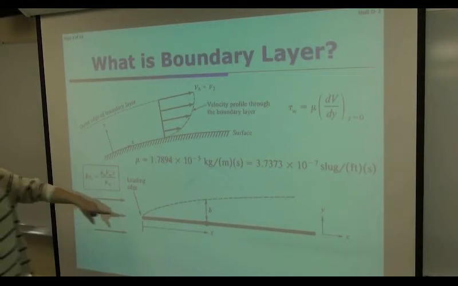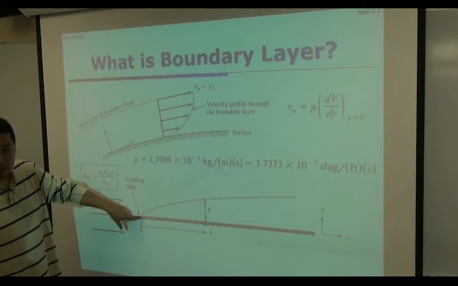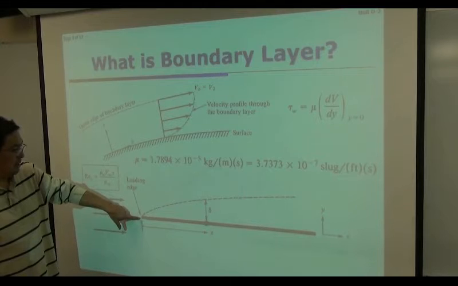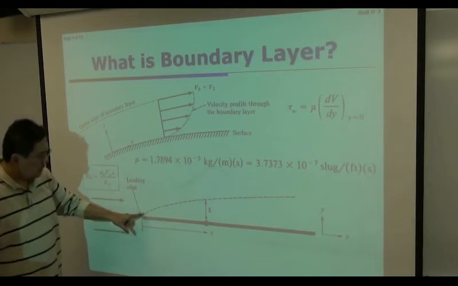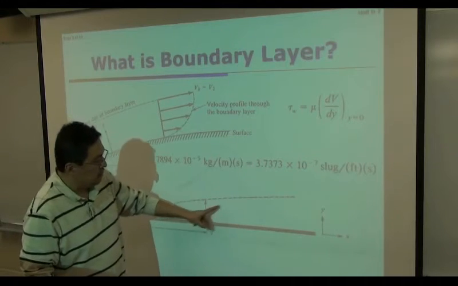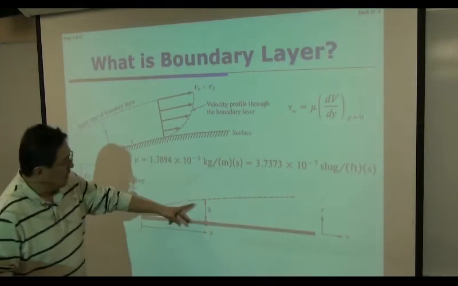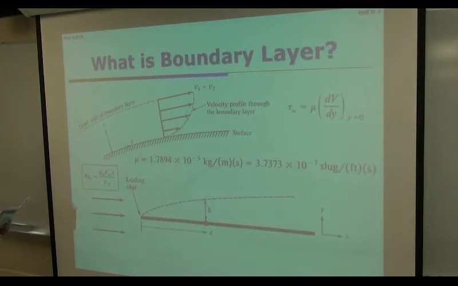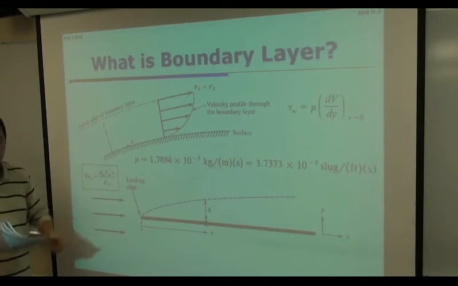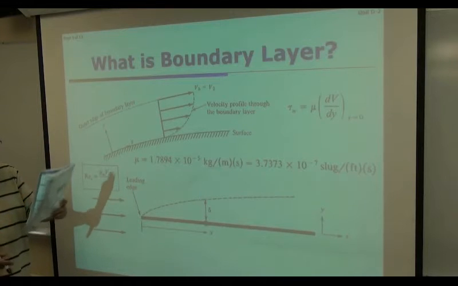The boundary layer usually starts from the leading edge of the surface, in this case a flat plate. The thickness of the boundary layer begins to grow as you move toward the trailing edge. This thickness is called delta, the boundary layer thickness. We can compute this delta in terms of Reynolds number. We are going to look at that later.